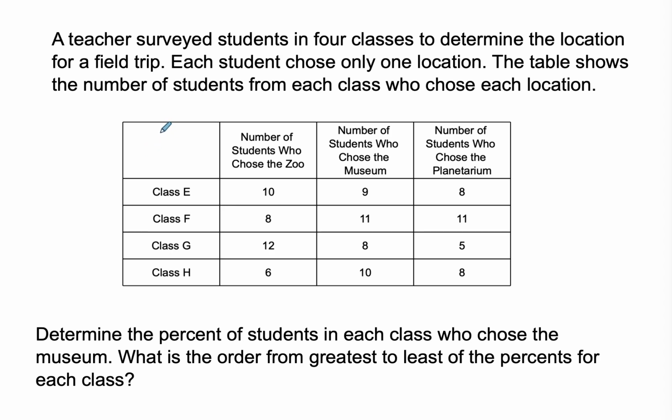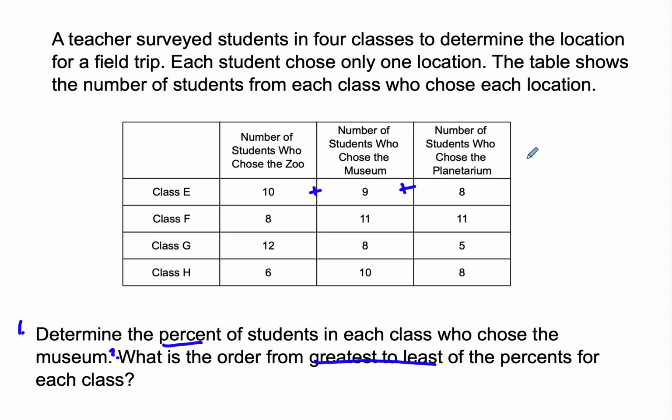A teacher surveyed students in 4 classes to determine the location for a field trip. Each student chose only one location. The table shows the number of students from each class who chose each location. Determine the percent of students in each class who chose the museum. What is the order from greatest to least for the percents for each class? Okay, so they're asking us 2 things. First thing, we need to figure out the percent, and then the second thing we need to do is order greatest to least.